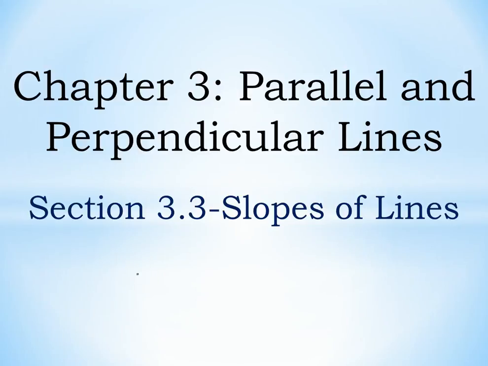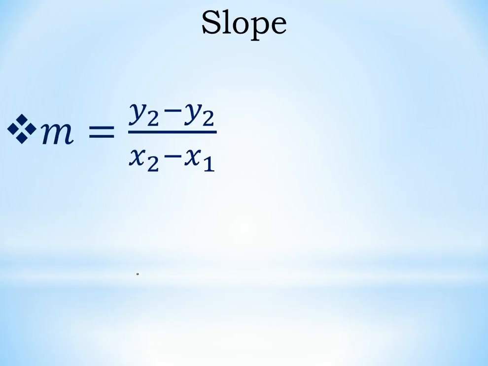Okay, so today we're going to talk about finding slopes of lines and how that relates to our parallel and perpendicular lines. So a slope equation is the slope m is given by the change in y over the change in x. So you do y2 minus y1, that should be a y1, not y2, over x2 minus x1.